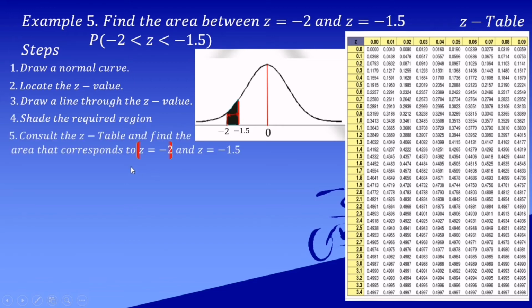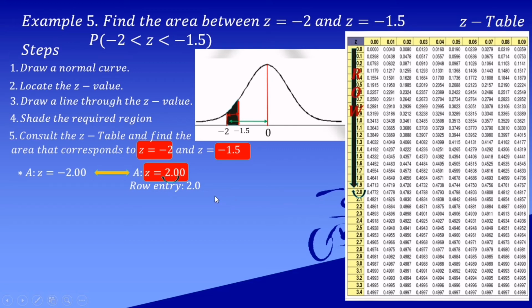Then we're going to consult the z table to find the area that corresponds to z equal to negative 2 and z equal to negative 1.5. Since our z is negative, ignore lang natin yung negative and gamitin natin yung positive 2. Yung sukat natin mula 0 to negative 2. Then to find the area, the first two digits natin, that is the row entry, 2.0.